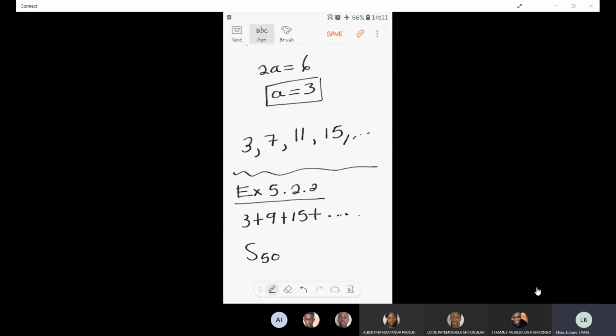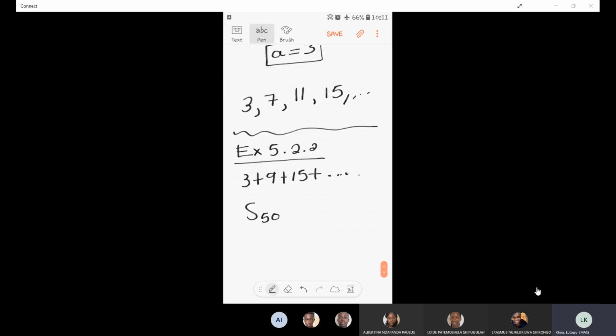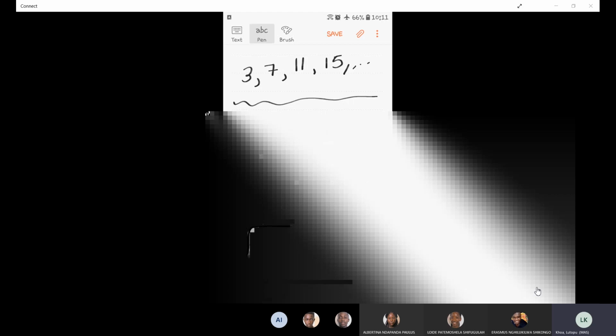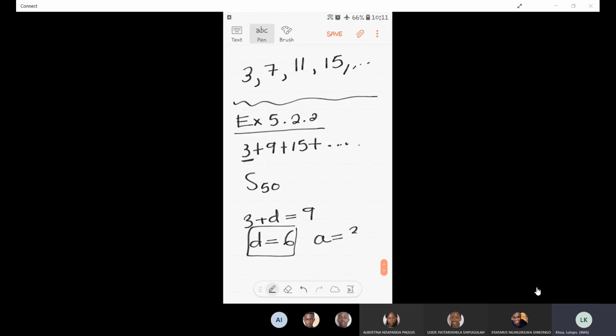So remember, a series means you're adding all the individual terms of the sequence, but a sequence, you're just listing the numbers. So here we know what the first term is. It is 3. We can work out what d is. So I have 3 plus d, which is equal to 9. This means that d is equal to 6, and we know that a is equal to 3.